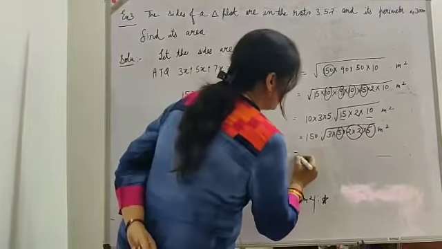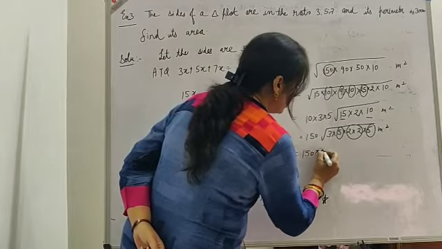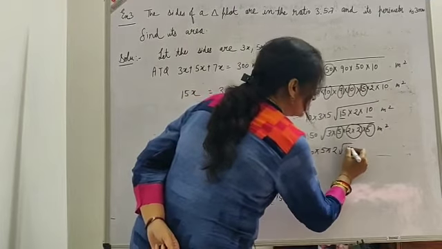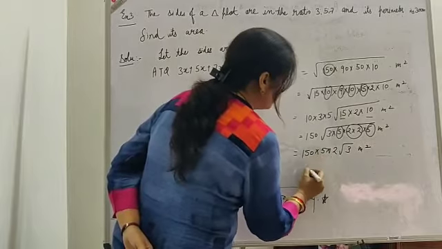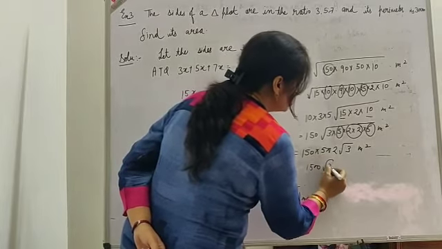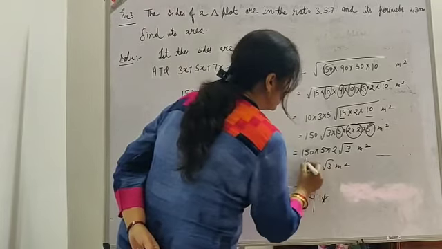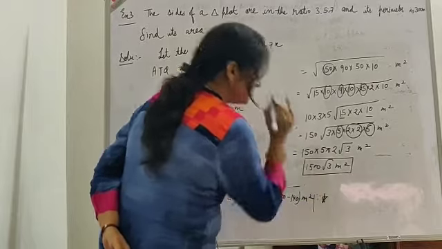This is 150 into 5 into 2 root 3 meter square. So 150 into 10, 1500 root 3 meter square. Am I clear? Easy.